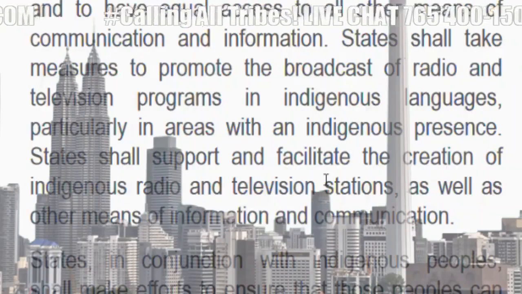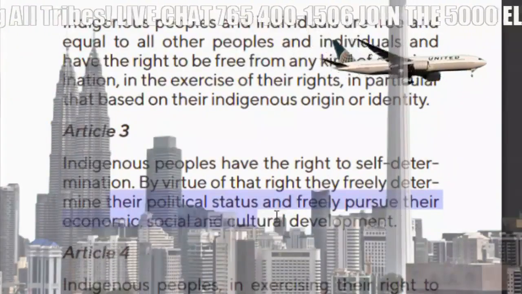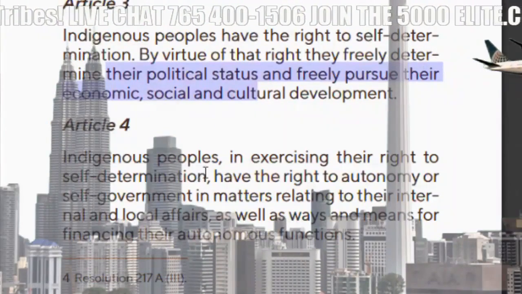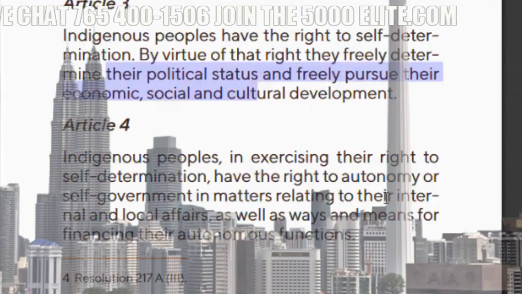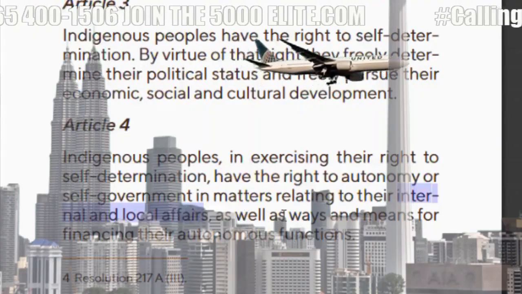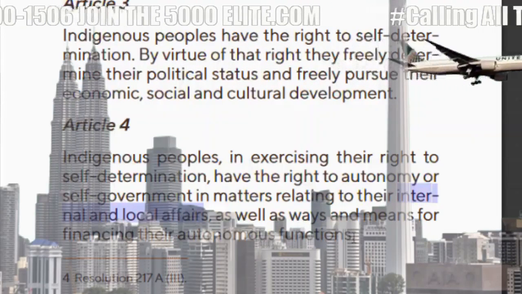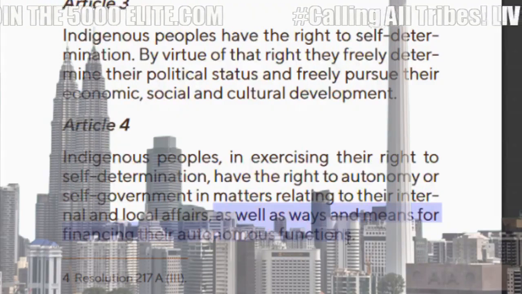States shall support and facilitate the creation of our radio and television stations, meaning there's grants and stuff for this, people. So tons of money for this stuff, as well as other means of information and communication. Once you're in the know, a lot of things become available that you didn't know about. And if we go over here, our people, in exercising our right to self-determination, have the right to autonomy or self-government in matters relating to our internal and local affairs, as well as ways and means for financing our autonomous functions. You see that? You don't need them for nothing. Understand.